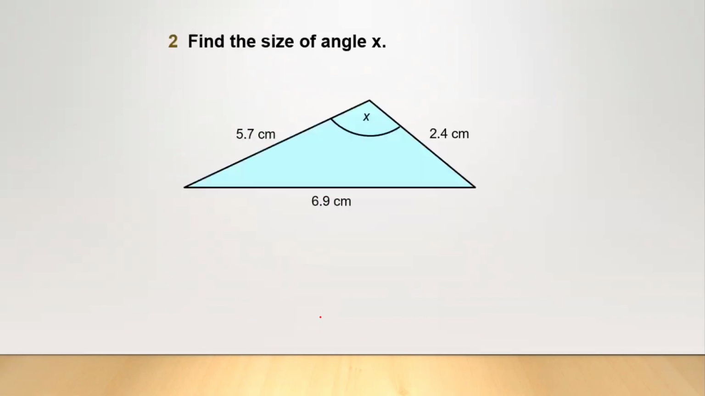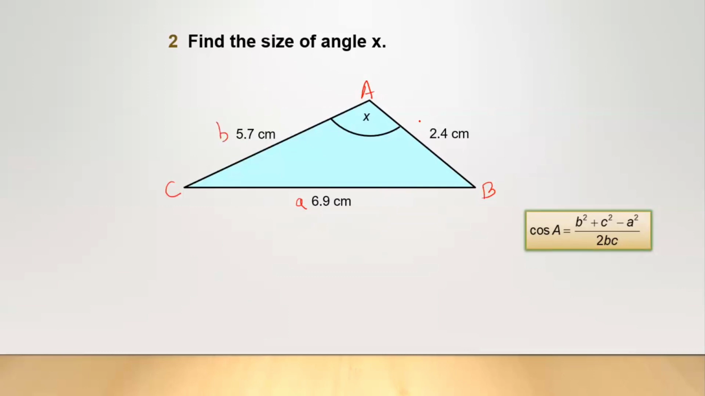Now let us have a problem where we find the angle using the cosine rule. So you have here the angle A. This is your A. Let us take this as b. Let us take this as c. So we use the formula to find the angle. So we have cos A is equal to b square plus c square minus a square upon 2bc. So this is your a, this is your b, and this is your c.